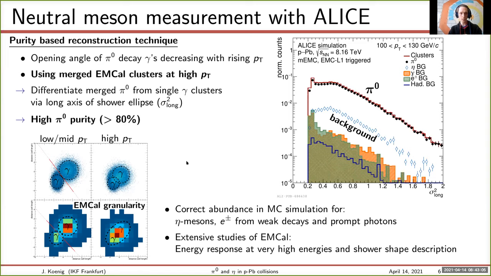And those clusters we can select via the shape of the cluster, namely the long axis of the shower ellipse, sigma squared long. And you can see one example bin here on the right from a pT bin from 100 to 130 GeV. The pi zeros are shown in black, while the background, which is consisting of etas, photons, electrons, and hadrons, is shown in the different markers. From this plot, you can take away that we have a really high pi zero purity in this measurement. But still, we, of course, correct for the abundance of all the background components, and also did some extensive studies of the EMCal performance at high energies and also of the description of this shower shape.